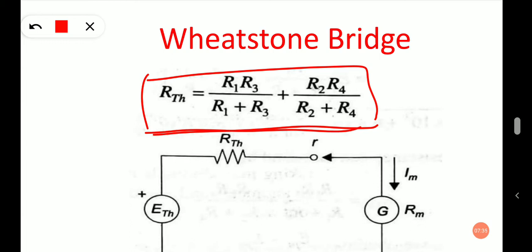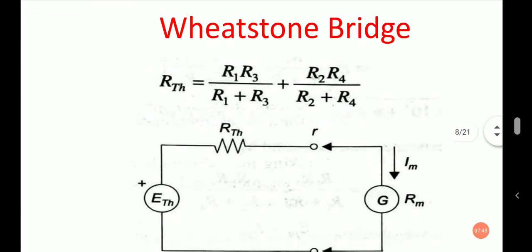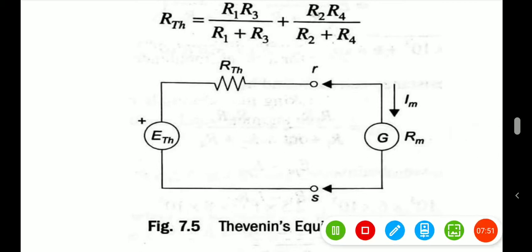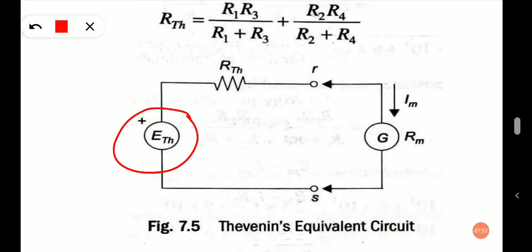Now the Wheatstone bridge circuit can be converted into its Thevenin equivalent circuit, which consists of an EMF ETH with internal resistance RTH. The resultant circuit is shown here, in which the EMF ETH and its internal resistance RTH are shown. Notice that the galvanometer is also connected between R and S.